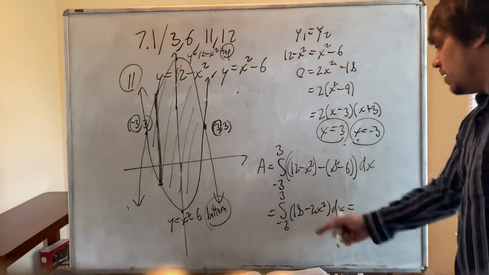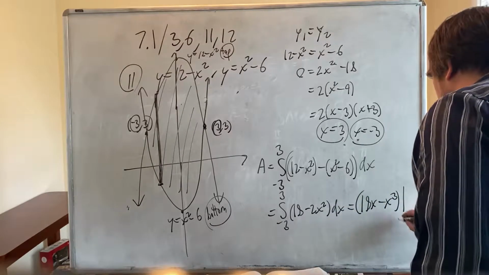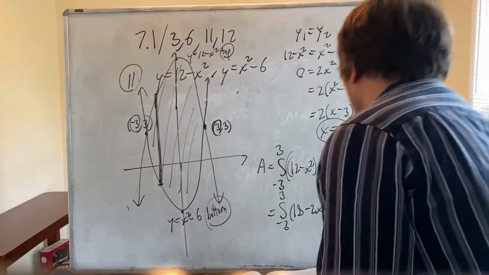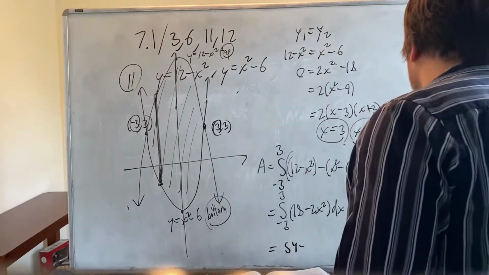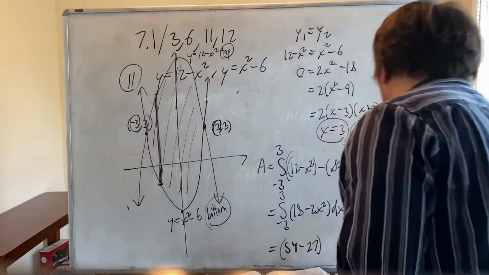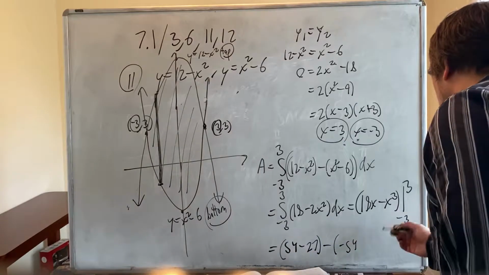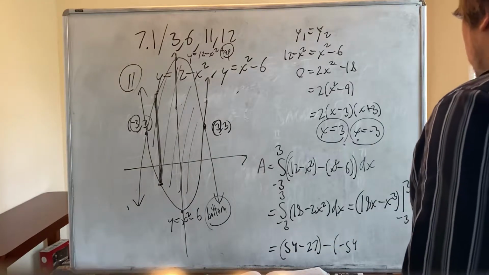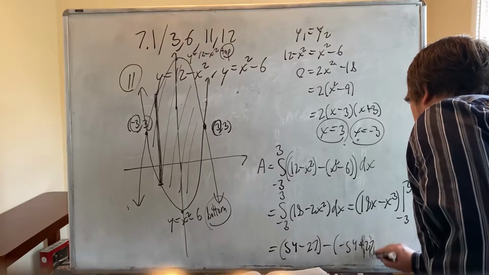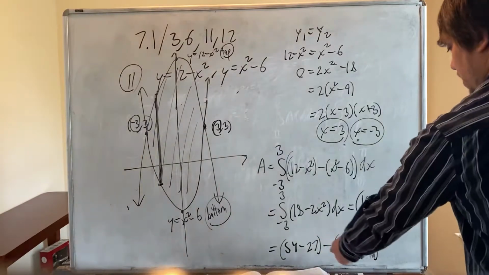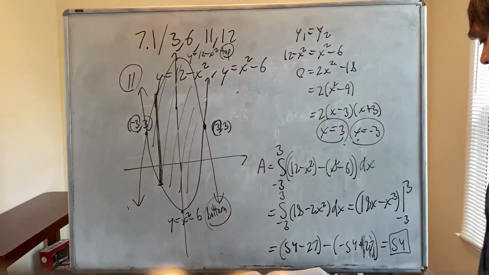Okay, so this is equal to 18x minus x cubed, evaluated from negative 3 to 3. And so then that's equal to, plug in 3, and you have 54 minus 27. When you plug in x equals 3, minus when you plug in negative 3, you get negative 54 plus 27. Okay. So you're just calculating this, and so you get 27 minus negative 27. That's 54.